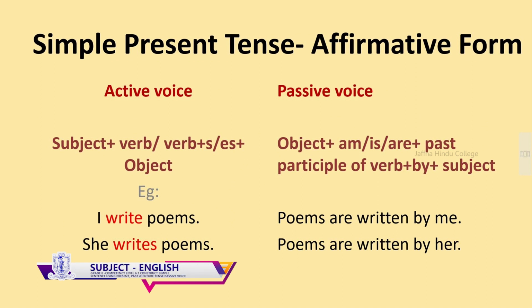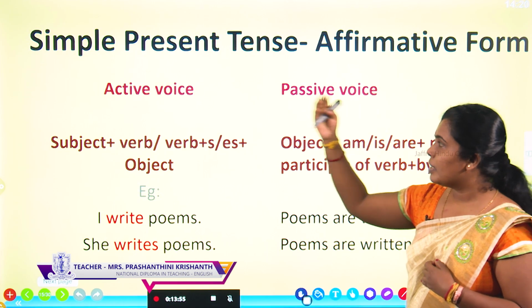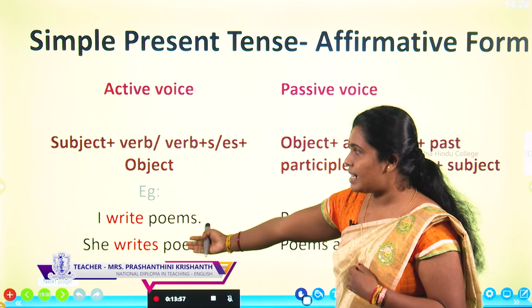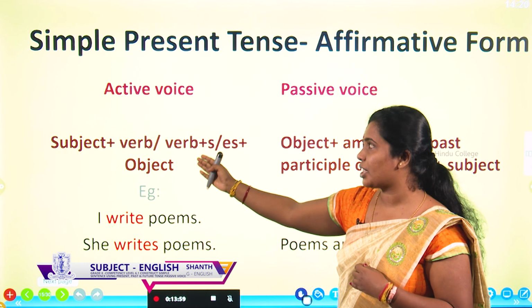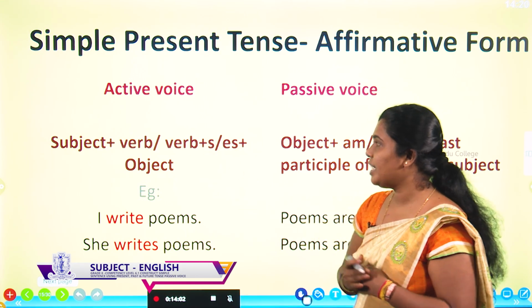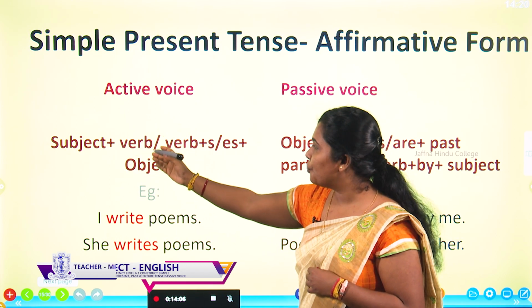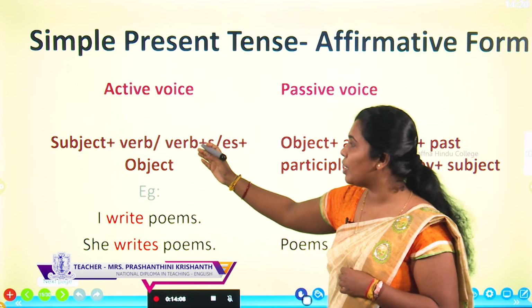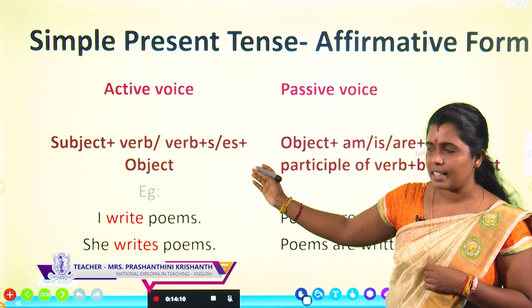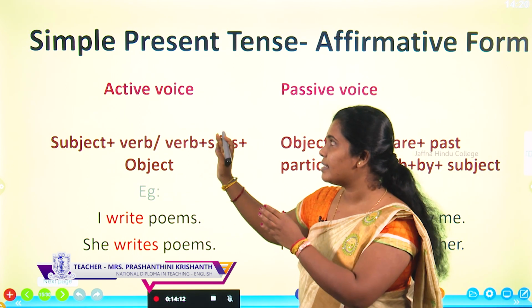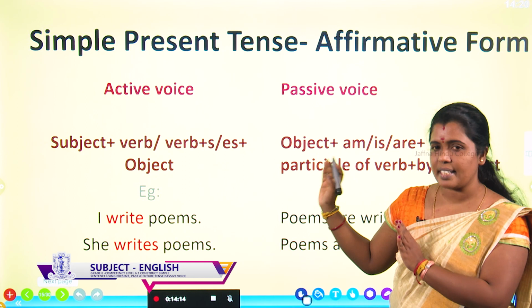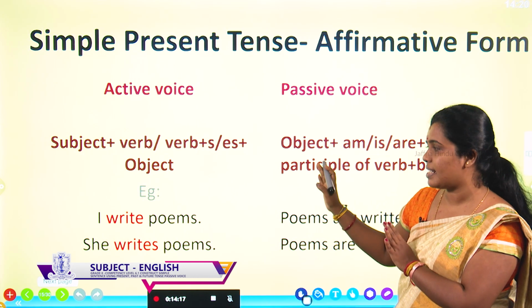Okay, let's move to the first thing, simple present tense, right? The affirmative form of the simple present tense. Right, active voice sentence, the pattern is there, the structure of the sentence is mentioned here. See there, subject, verb or verb with S or ES, and object. It is a normal simple present tense sentence. This is the structure of this.